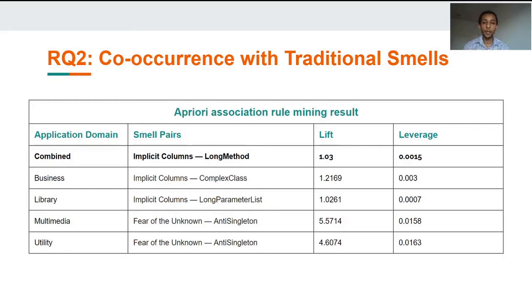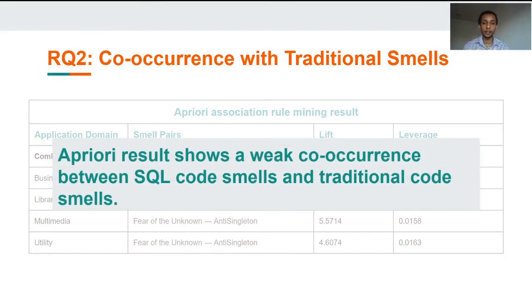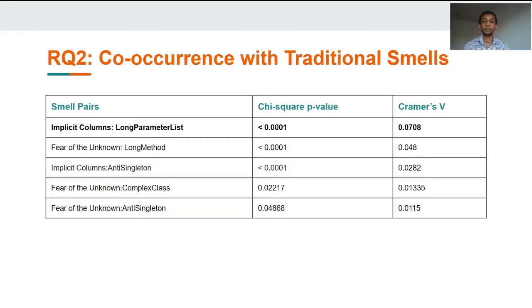Even though a priori association shows that there is a small association, we don't know if it is statistically significant or not. So we ran a chi-square p-value and found that in some cases, for example, implicit columns and long parameter list, we have a statistically significant co-occurrence. But we need to consider the sample effect.